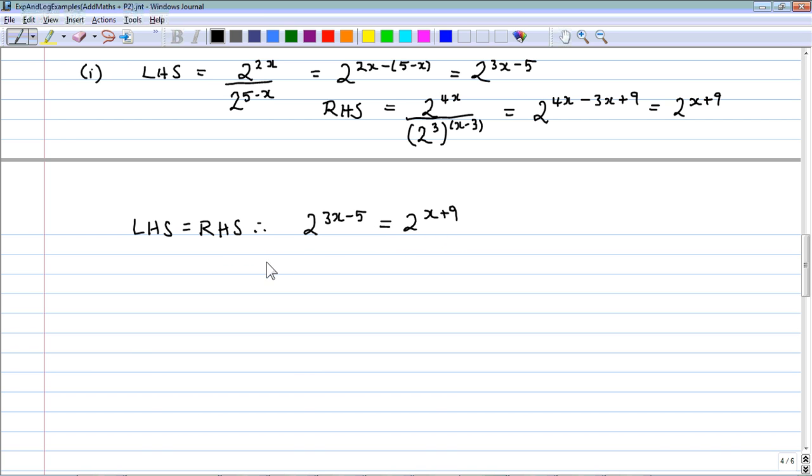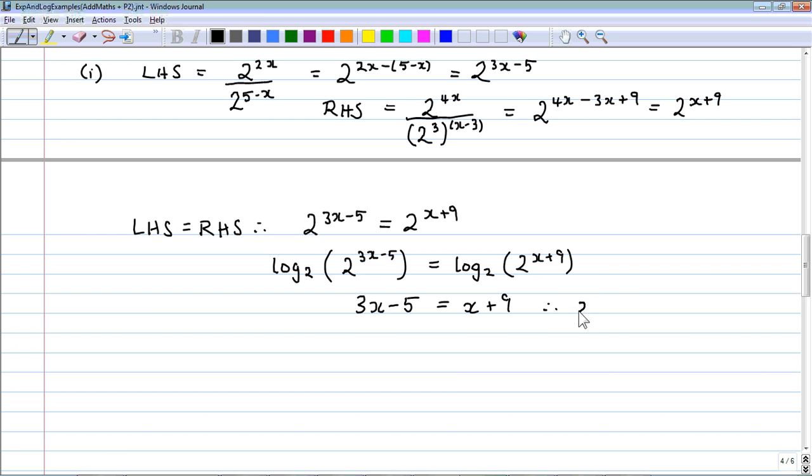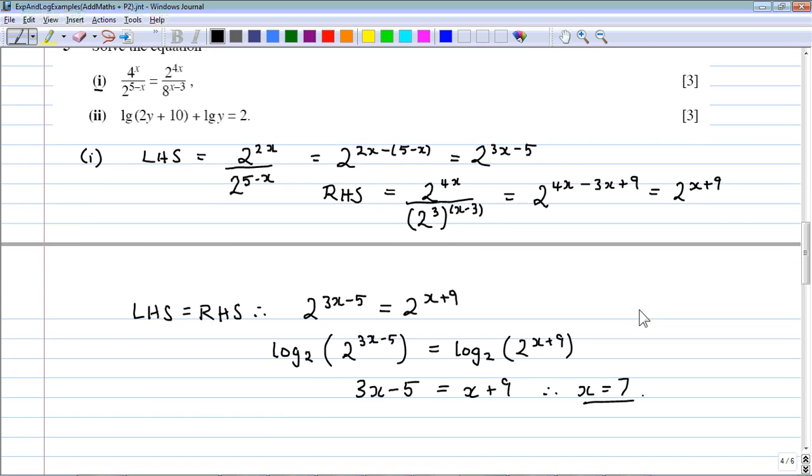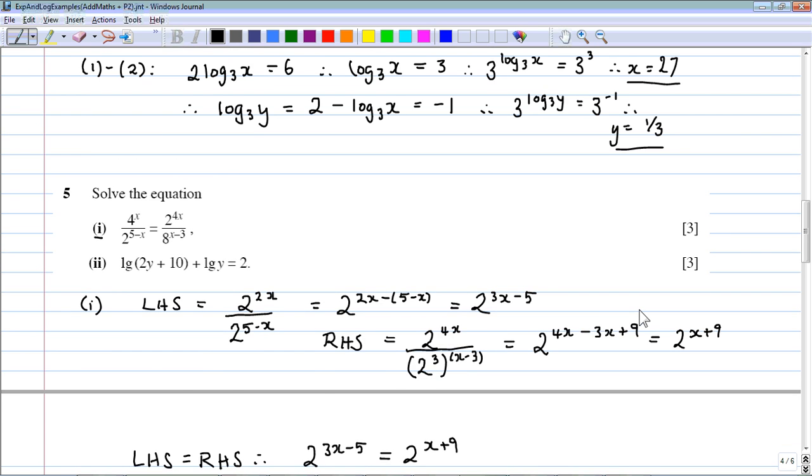And so if you want to be really exact, you can proceed as follows: log base 2 of 2 to the 3x minus 5 equals log base 2 of 2 to the x plus 9. And log base 2 of 2 to the something is that thing itself. 3x minus 5 is equal to x plus 9. And therefore we get 2x equals 14, so x is 7. So the solution is x is 7, and there's only one solution. Okay. Obviously don't always assume that there's only one solution. Sometimes it's not true, but here it is.